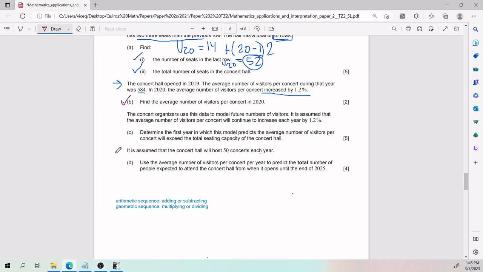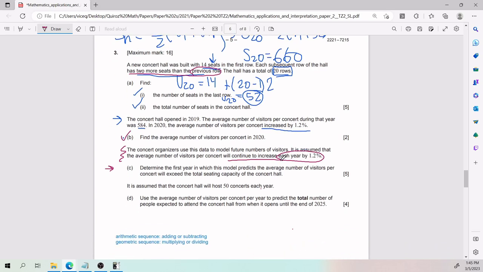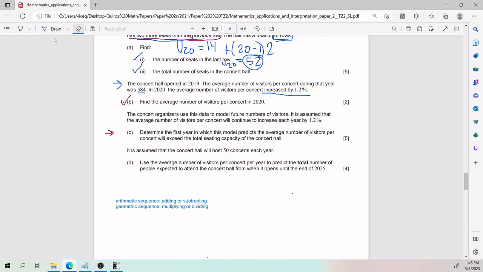All right, and later on for part C, they tell us that the concert organizers use this data to model future number of visitors, and it is assumed that the average number of visitors per concert will continue to increase each year by 1.2%. And so here, a little similar to up here where we had 2 more seats than the previous row and stuff like that. Here we have each year by 1.2%. So that is the big buzzword that should be telling you that this is more of a geometric sequence. See, so now for part C onwards, we're talking about geometric sequence.